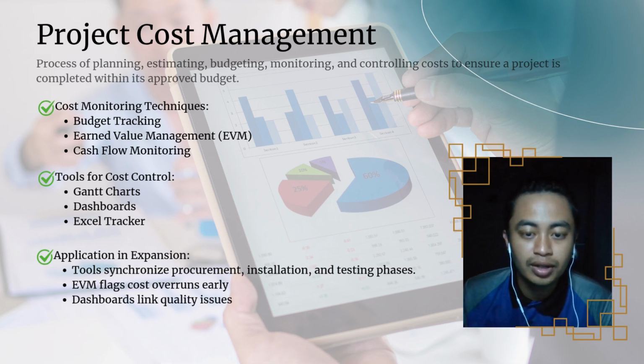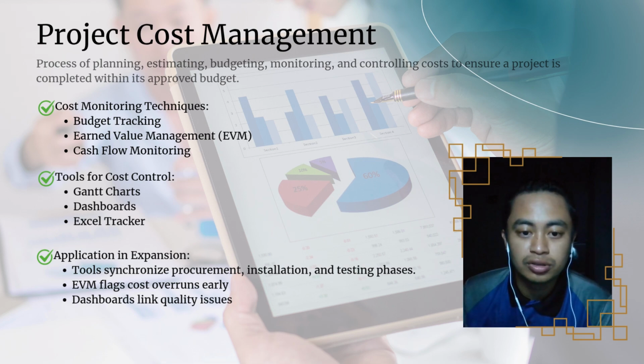Next is Earned Value Management, EVM. It provides a more advanced view by linking cost, schedule, and scope. For example, if installation is 60% complete but 80% of the budget has been used, EVM signals cost overrun. This allows management to take immediate corrective action, like optimizing labor use or delaying non-critical tasks. Next is cash flow monitoring. It's used to ensure the project maintains enough liquidity. This is especially important for stage payments on robotic welding equipment or supplier contracts.